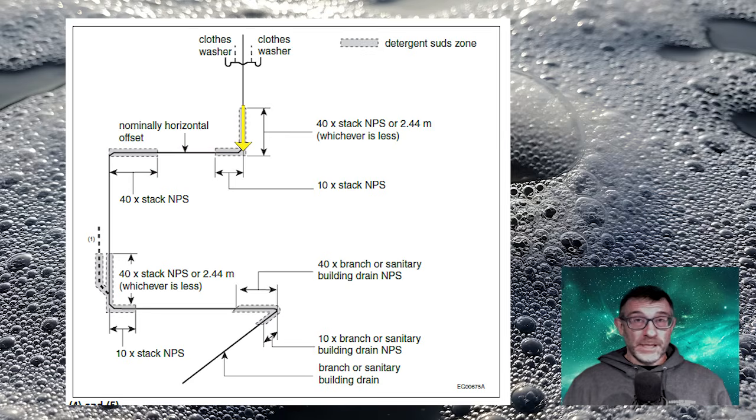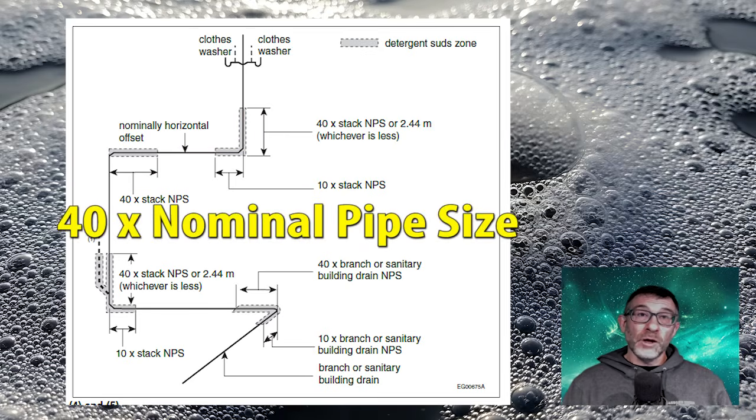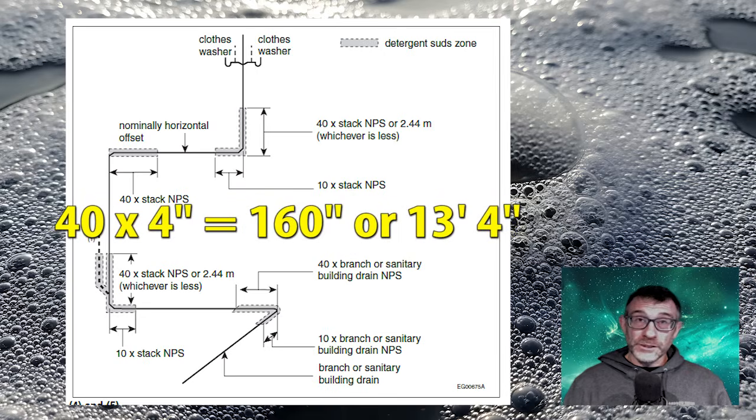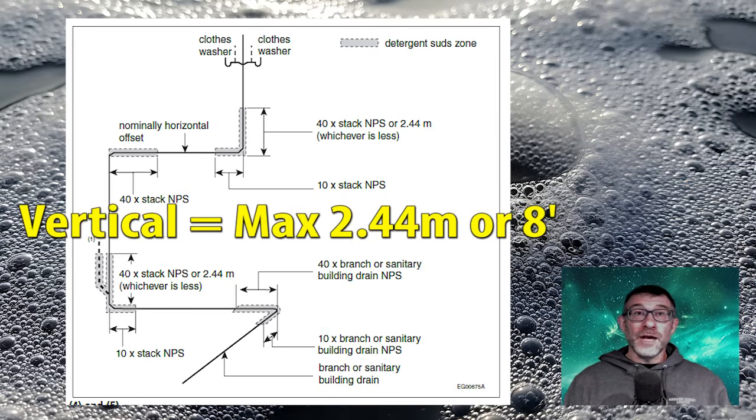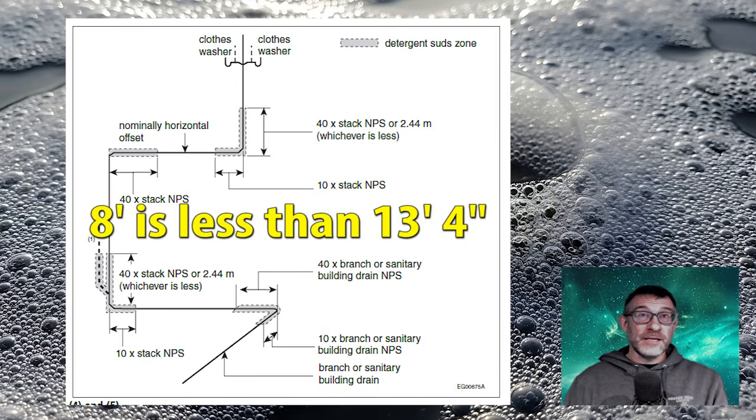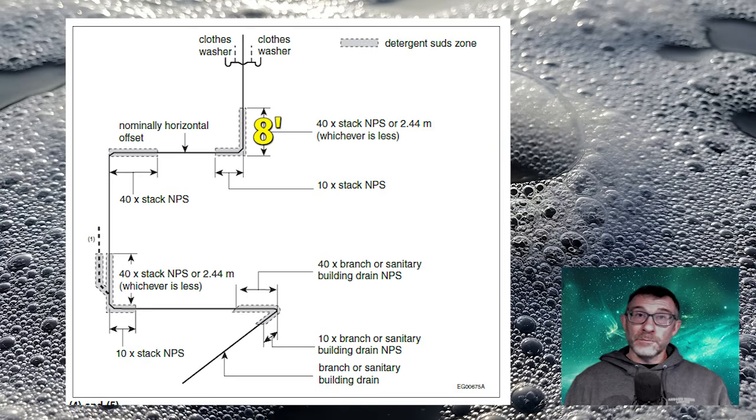Now we're going into the bend, therefore we need to be 40 times nominal pipe size. 40 times 4 inches is 160 inches, or 13 foot 4 inches. Now, because it's on the vertical, I have another stipulation. It's allowed to be maximum 2.44 meters, which is approximately 8 feet. I'm supposed to do the math and then compare it to that 8 feet, and I select whatever is less. In this case, 8 feet is the maximum, because it's less than 13 foot 4 inches. And I would be allowed to put in a branch fitting above that 8 feet.